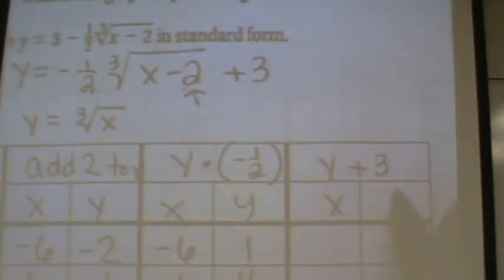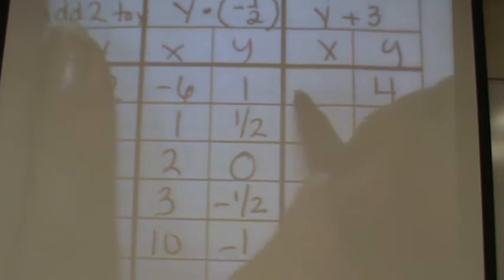And then what's the last operation you're going to do? You're going to take your y value and you're going to add 3. Can I get a 3 added to these y values? What do you get? 3 plus 1 is? 3.5. What's 3 minus 1/2? 2.5. And what's 3 minus 1? 2. So that's what we have.